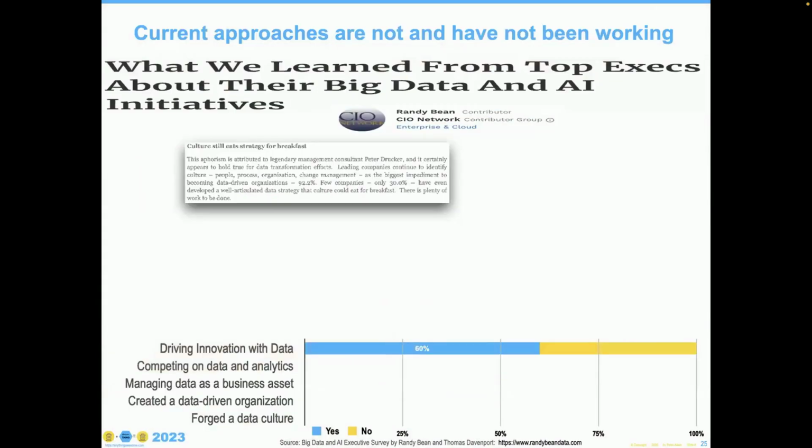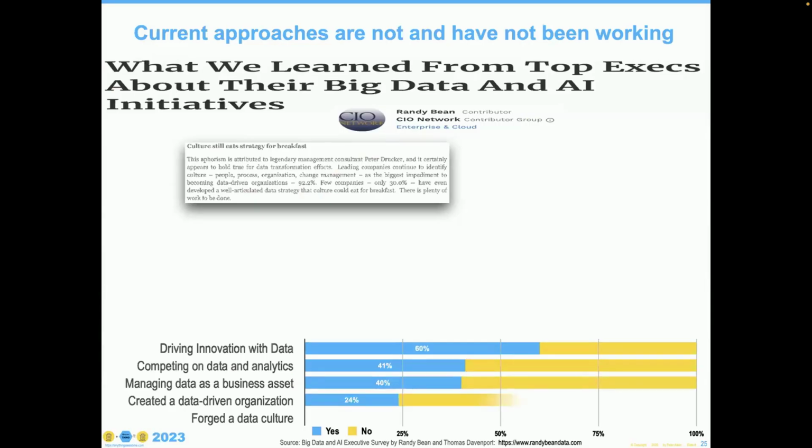And we've seen a lot of challenges around it. This is almost 10 years' worth of data that Randy Bean and Tom Davenport have accomplished on this. I'm going to sum it up in a couple of simple charts. In 2023, 60% of organizations, the first time it passed 50% in the times we had been looking at this data, were driving innovation with data. 41% were competing on data and analytics, 40% managing data as an asset, 24% managing data-driven culture, and 21%, 1 in 5, managing a data culture.